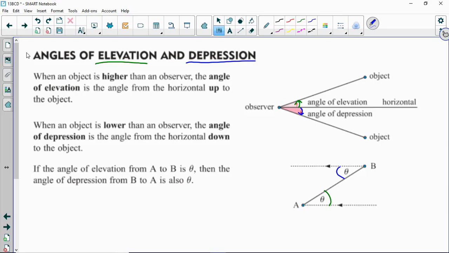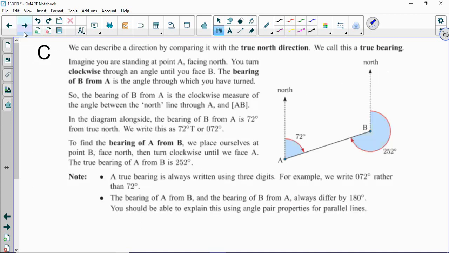Now the rest of section B is just word problems and geometry problems that use, for the most part, the things that we just covered. So I'm not going to show you any examples of those because everyone's going to have its own little trick, but we've seen the basics of it. Now we're going to go to section C, which is about true bearings.